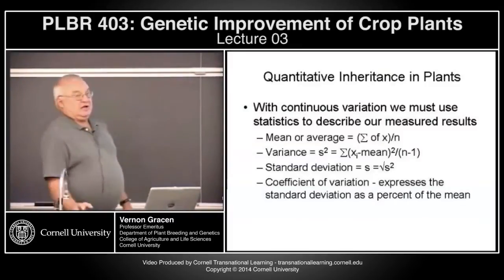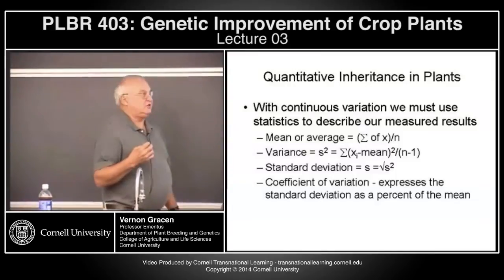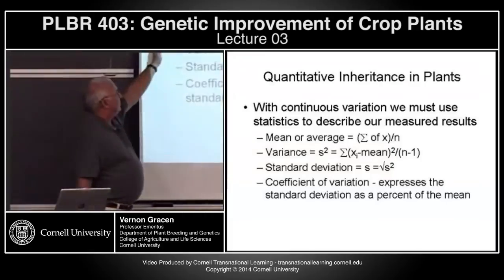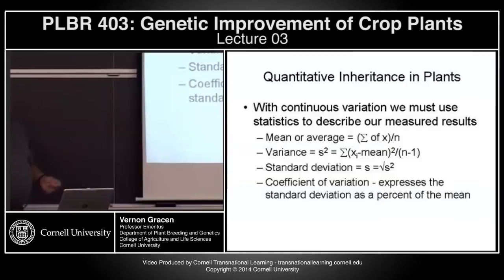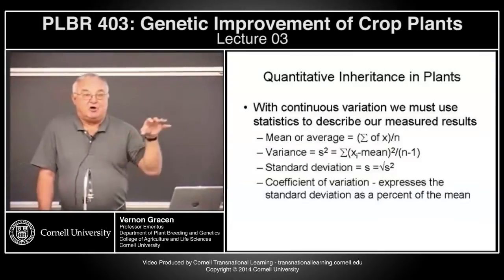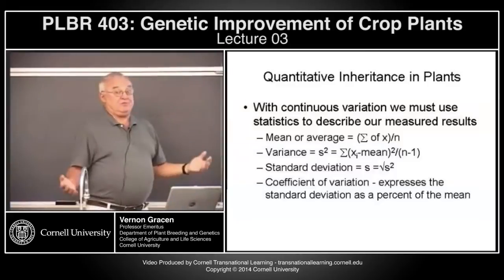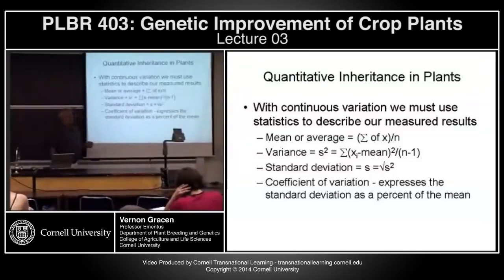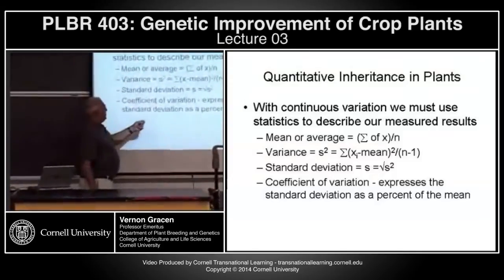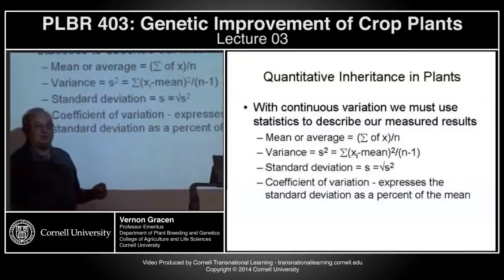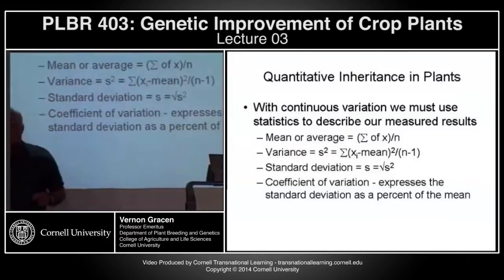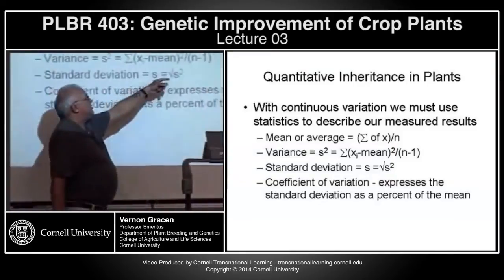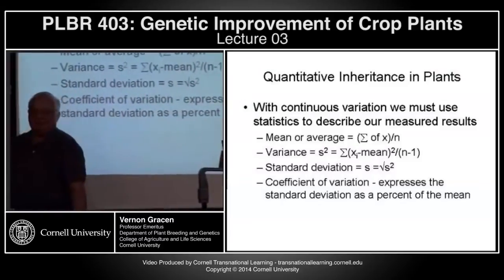So how do we work with traits like this? Well, we have to use statistics, and we work with various statistical averages or calculations. The mean, which is just the sum of all individuals in the population divided by the number of individuals in the population. The variance, which is the difference between each individual in the population from the mean, and it's squared to get rid of the minus signs. Some individuals will be above the mean and some below.